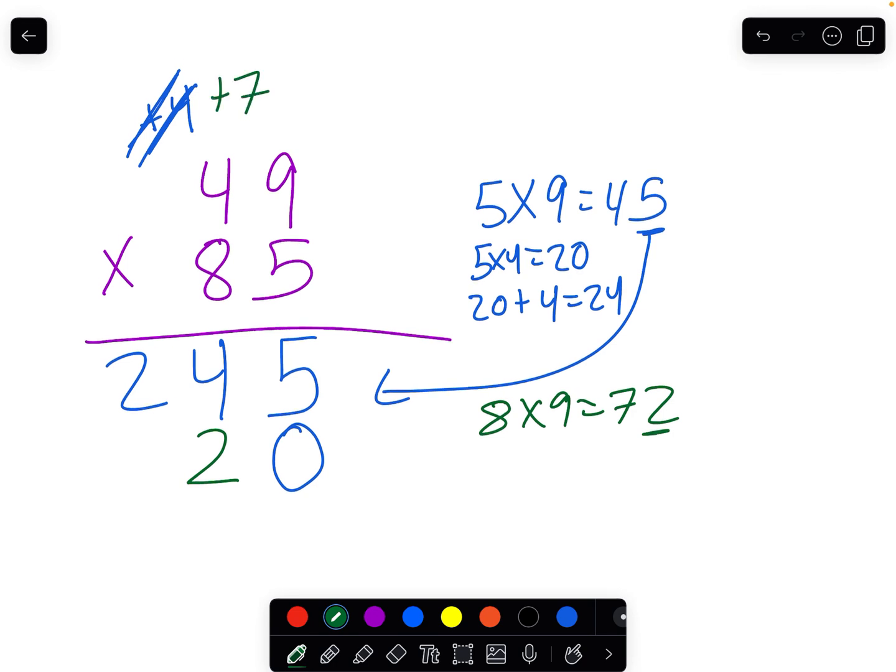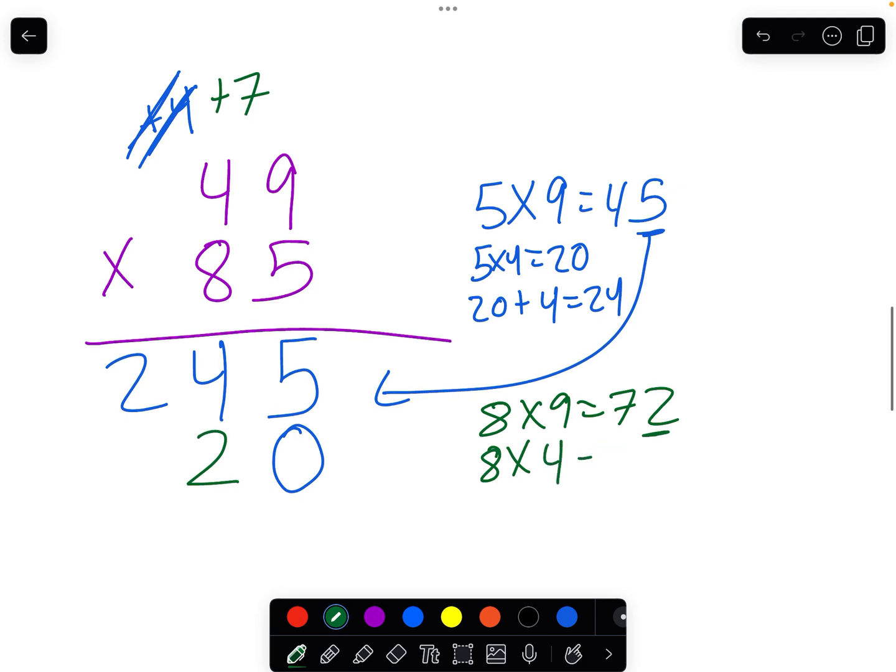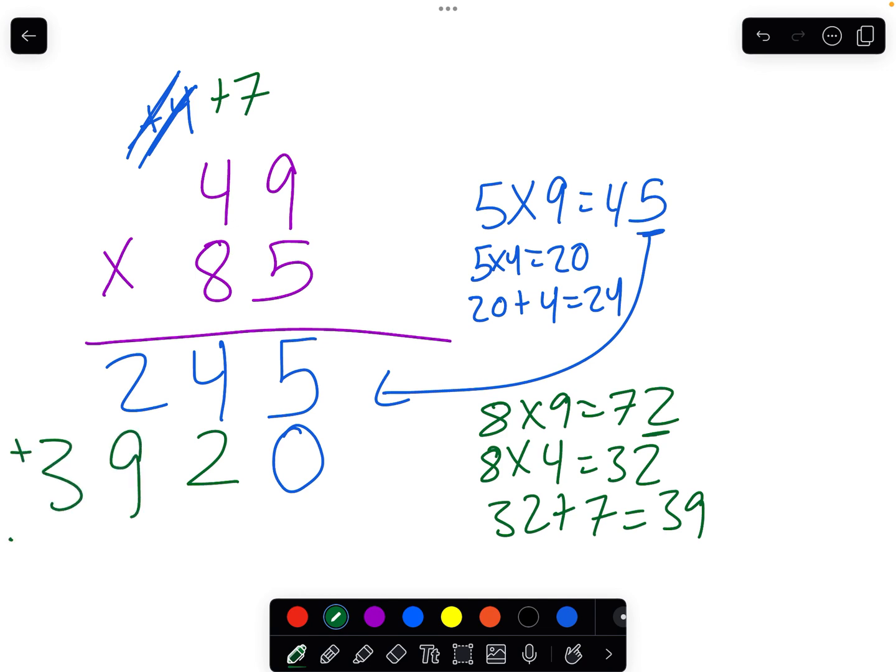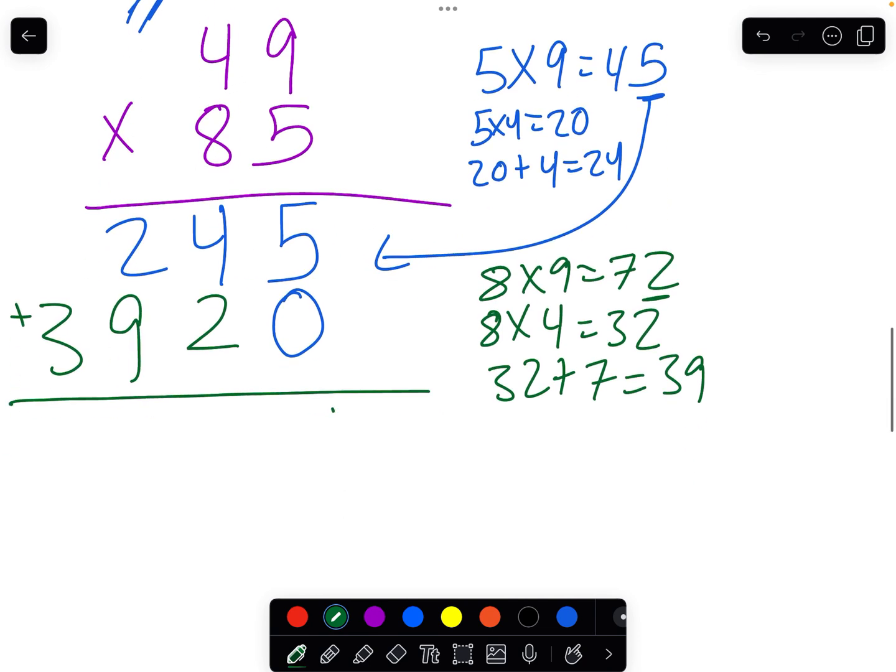We're going to add 7 to our product of 8 times 4. What is 8 times 4? It's 32. I didn't like how I wrote my 4 there. 8 times 4 equals 32. And then we have to add the 7, which gives us 39. And now the fun part, we get to just add it all up.